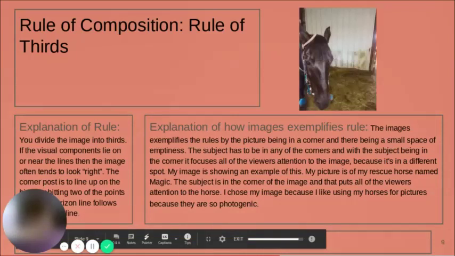My image is showing an example of this. My picture is of my rescue horse named Magic. The subject is in the corner of the image, and that puts all of the viewer's attention to the horse. I chose my image because I like using my horses for pictures because they are so photogenic.